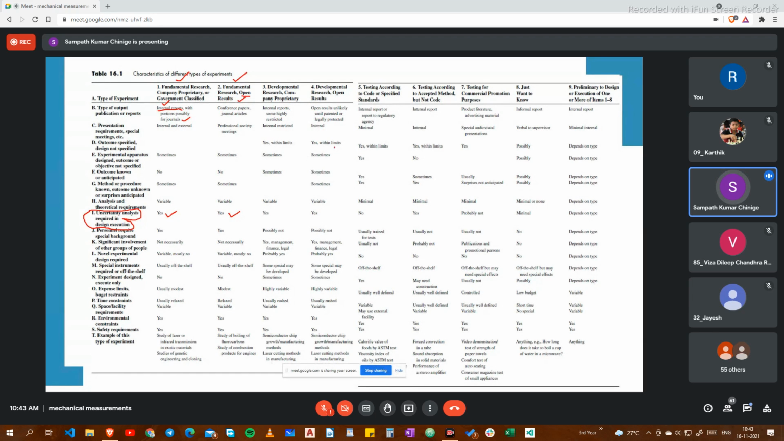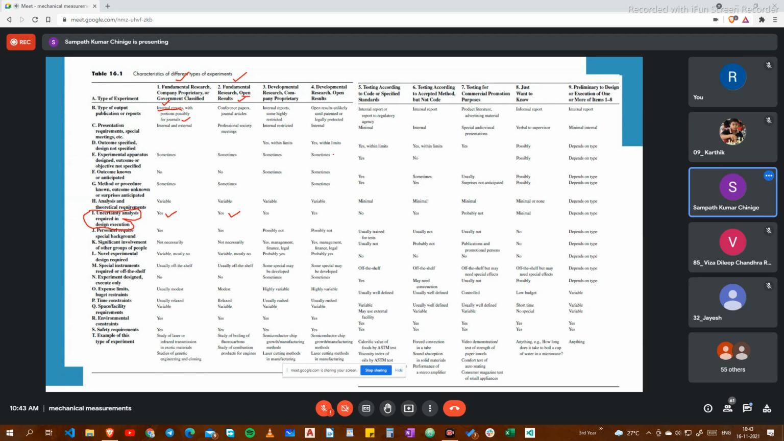So within certain limits, we know what the outcome is going to be. We are not completely sure, but we are kind of expecting how it can be. We don't know the exact numbers, but we know that if this decreases, that will increase. When you reduce one variable, the other variable will increase. But at what percentage it increases, how much variation it can show, you are not very sure about it. Experimental separators designed or outcome or objective not specified.